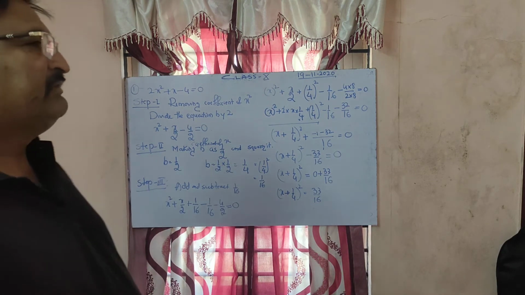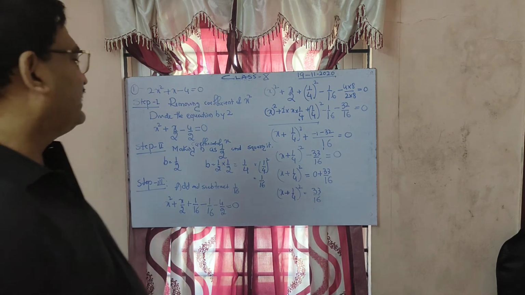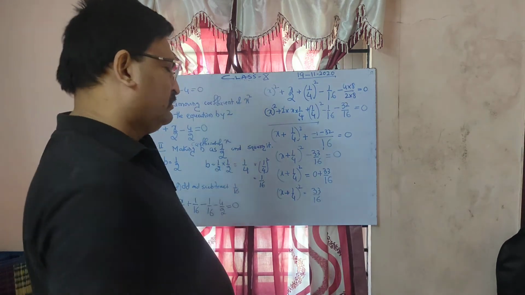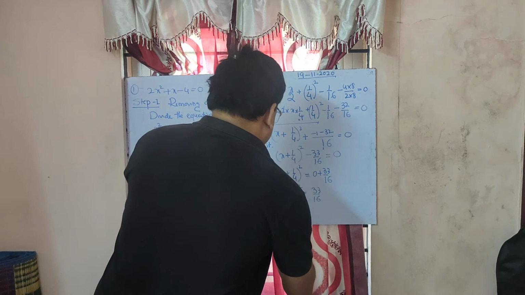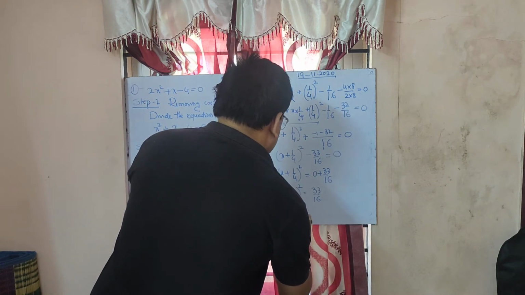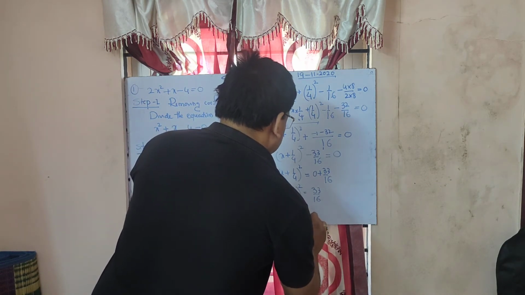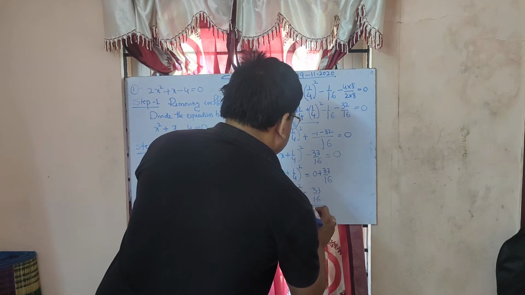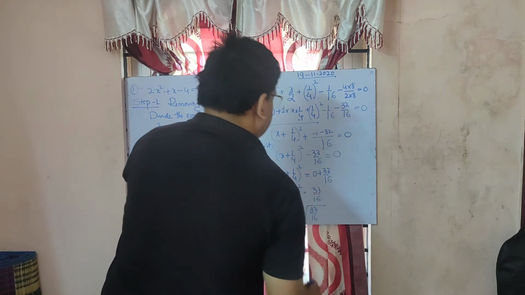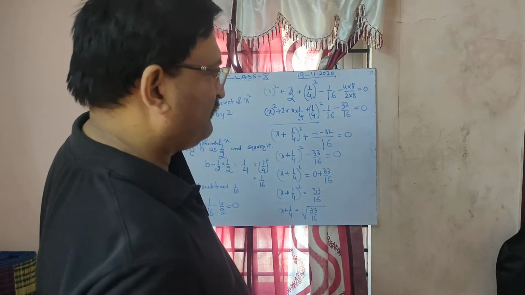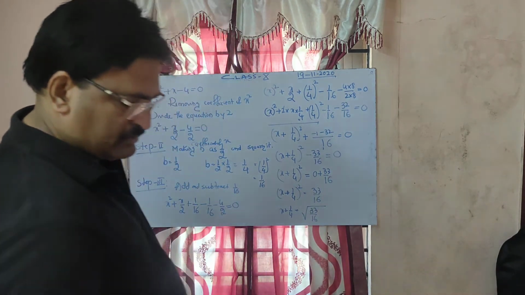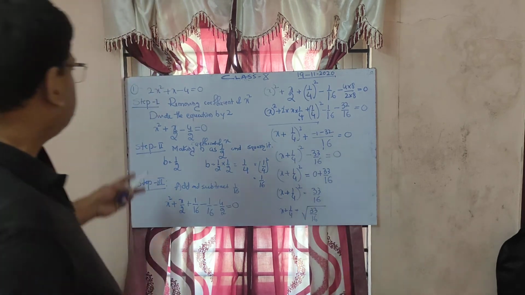Now we want the value of x. For that we have to remove this square. How to do it? By taking the square root. x plus 1 upon 4 is equal to the square root of 33 upon 16. Now I will clean here.